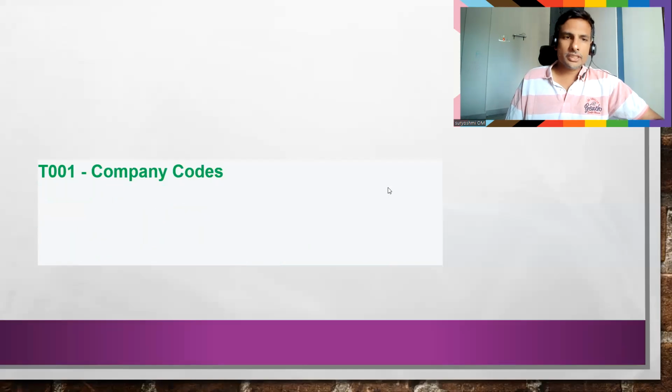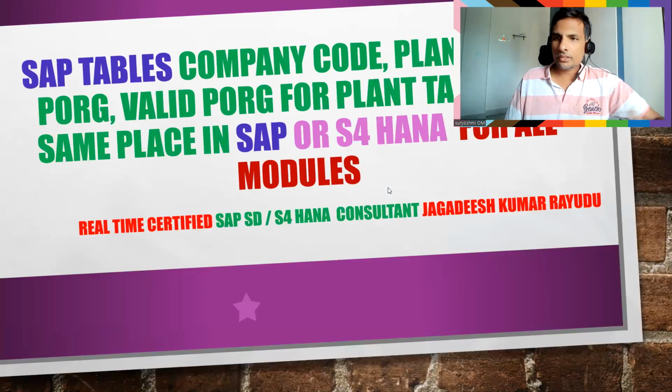I think you can get the gist out of this discussion. You can learn some tables relevant for company code, plant, purchase organization, and the link between plant and purchase organization and plant and company code.